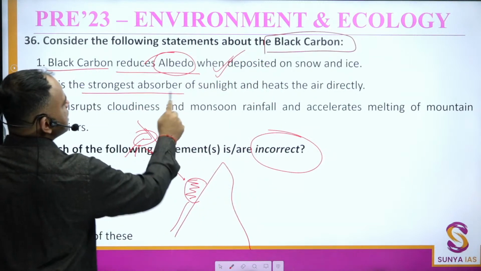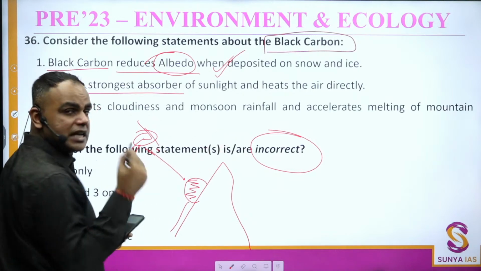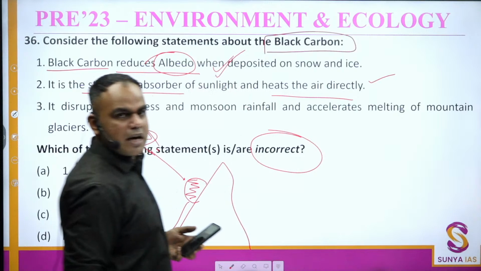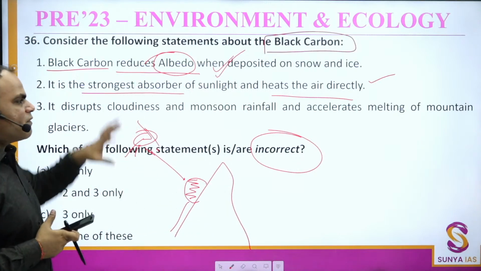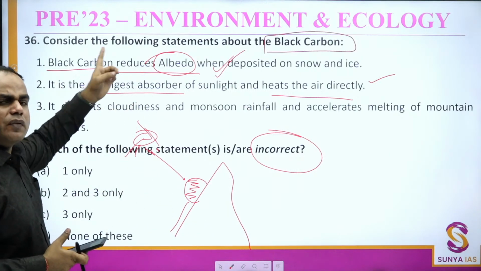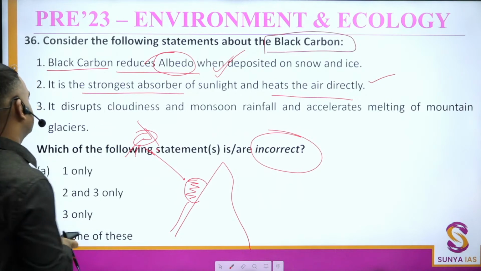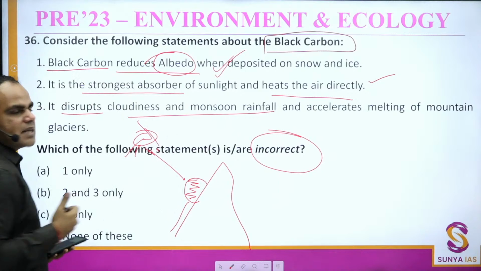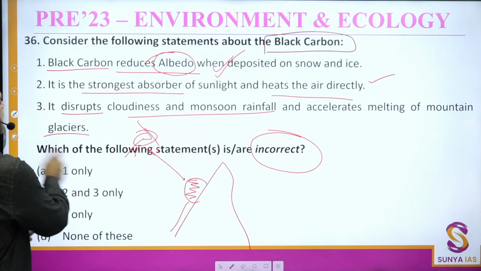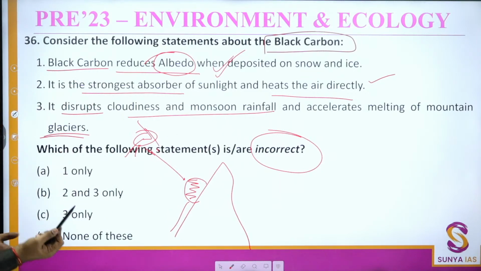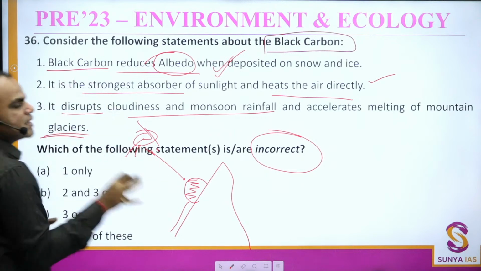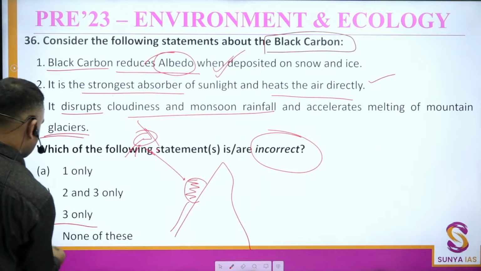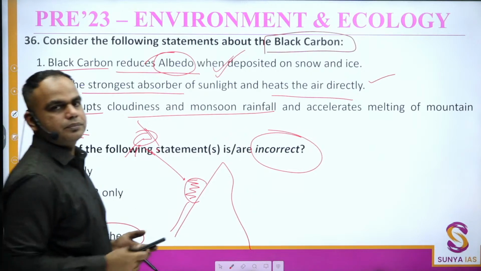It is the strongest absorber of sunlight and heats the air directly. This is also true, right? The heating is happening and a lot of melting of glaciers is happening because of the deposition of black carbon. It disrupts cloudiness and monsoon rainfall and accelerates the melting of mountain glaciers. Even this part is true, right? So all three statements are correct. The question is asking what is incorrect, right? So the answer will be that none of these is incorrect. Okay.